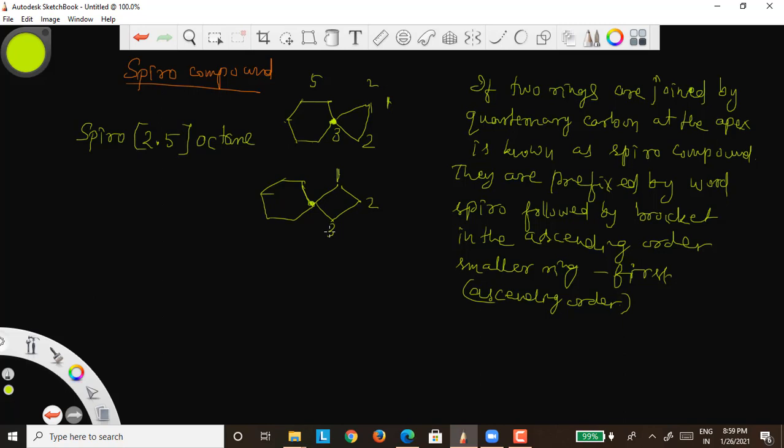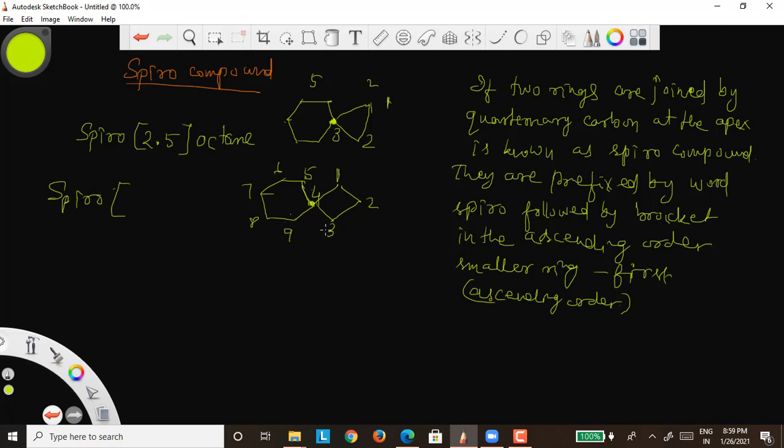1 it is given, or this may be 1. 1, 2, 3, or 1, 2, 3. Then this will be 4. It should be continuous. You cannot say 1, 2, 3, then 4, 5 like this. This is 4. 1, 2, 3, 4. Then this should be 5, or this should be 5. No problem. Out of this, 1, 2, 3, 4, 5, 6, 7, 8, 9, or 4, 5, 6, 7, 8, 9. Okay. So now this name is spiro.